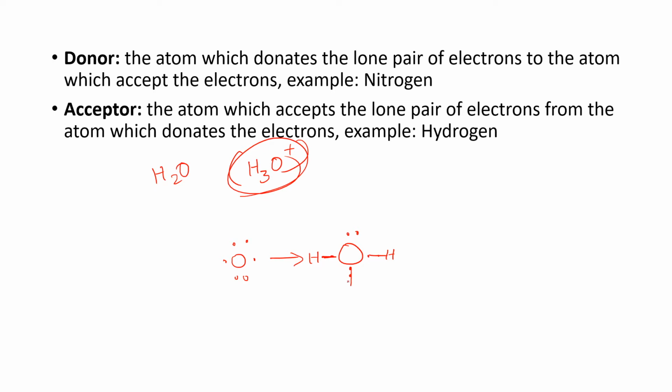This lone pair of electrons will be shared with the hydrogen, which means completely donated towards the hydrogen. So now it is going to form a coordinate bond. So here the lone pair of electrons remains in the same way. Okay, this is known as hydronium ion. So here oxygen is acting as a donor and hydrogen over here is acting as an acceptor. Okay, so this is about covalent bond or dative bond.